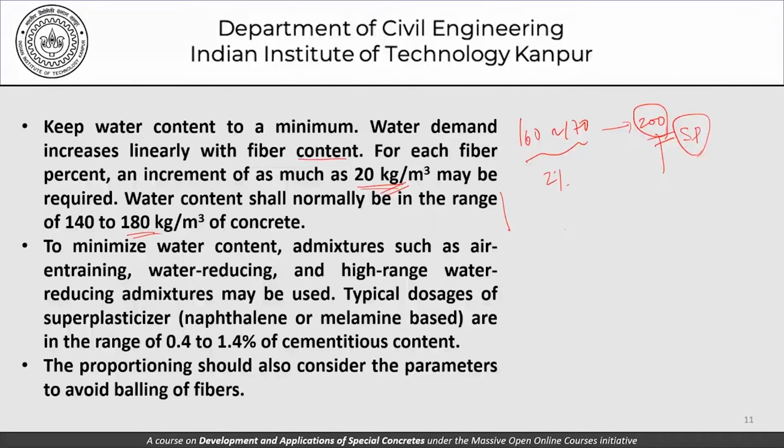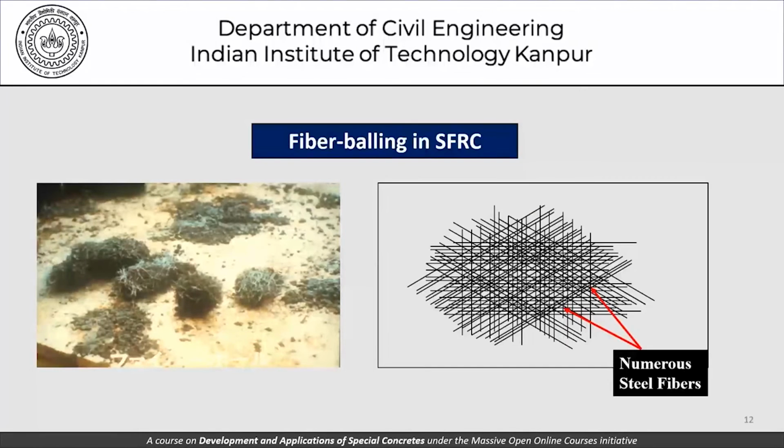The proportioning should also consider parameters to avoid the balling of fibers. Now, what is this balling of fibers is something which we need to have a quick look. This is the concept of balling. If we don't mix or disperse the fibers carefully, they may tend to accumulate at one place and form balls. So we should be very careful that the fibers do not form such kind of balls within the concrete.